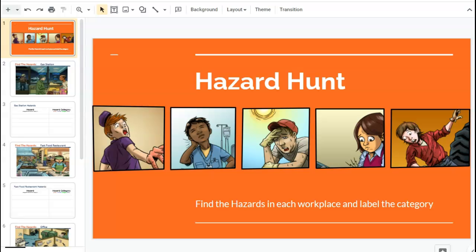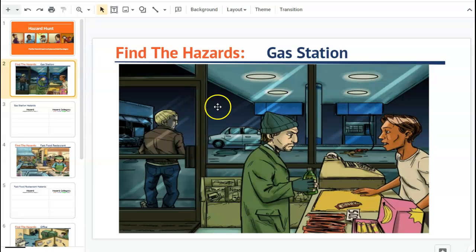All right. So now we're down to business. This is the actual assignment. But you're going to need to know that information, because in this slideshow that you should have made a copy of from Schoology, you need to look at the picture. This is a gas station. This is a young man working at a gas station.